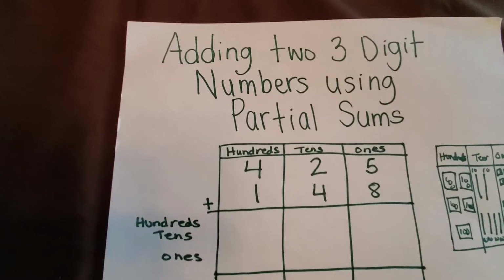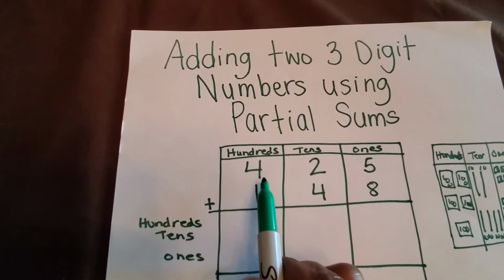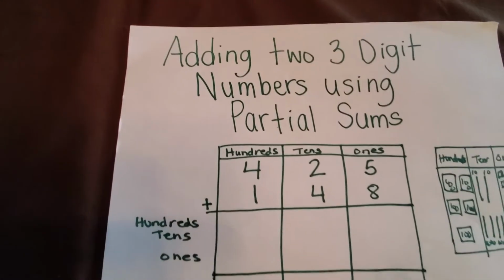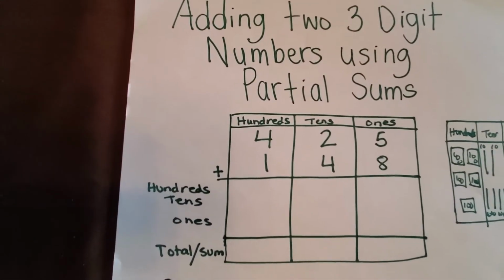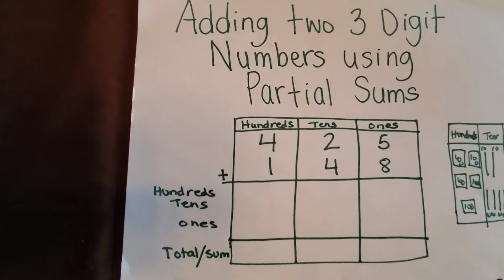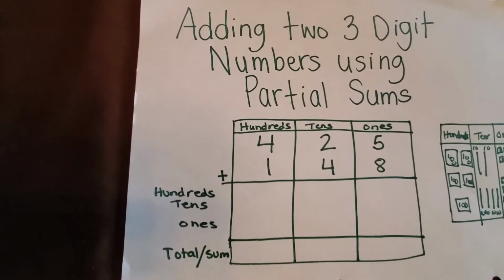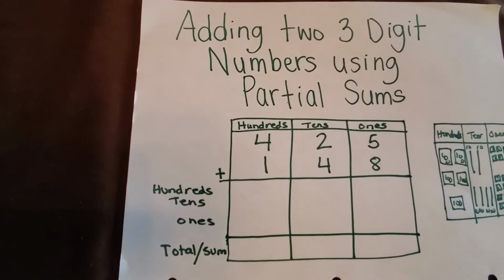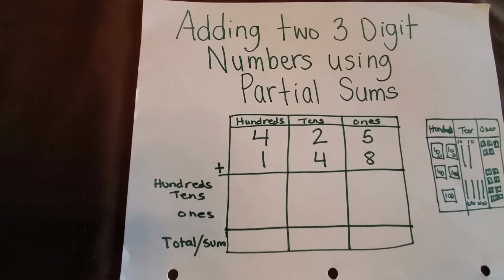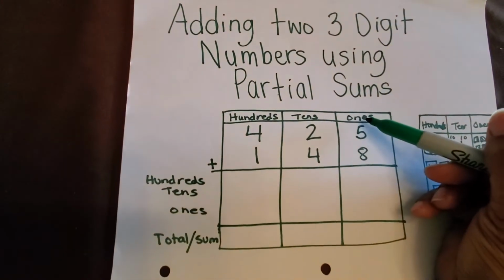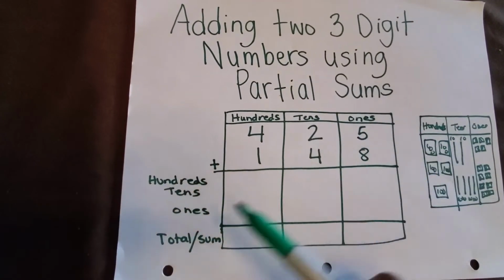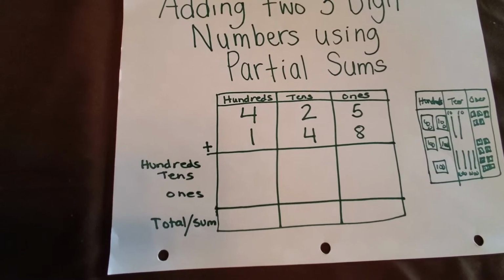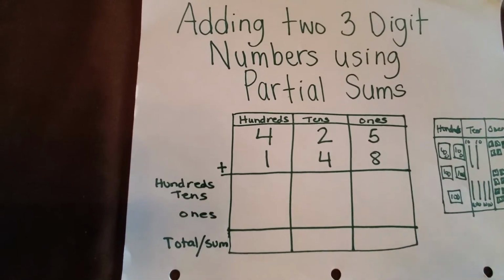So using partial sums, always put the biggest number on top and of course the smallest number on the bottom, and then you're ready to add. So what partial sums does, it breaks down the numbers according to place value. So you're finding the value of each place. You can start with the ones, or you can start with the hundreds. Because I always tell my kids to start with the ones place, I'm going to start with the ones place.